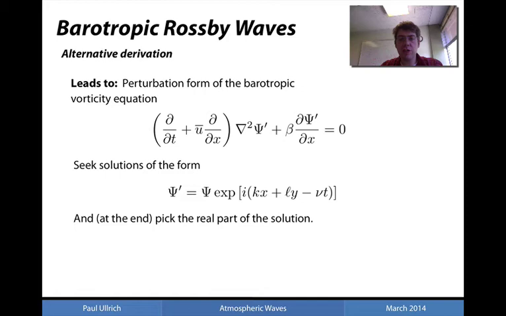So this leads to a perturbation form of the barotropic vorticity equation, which we derived previously. And in particular, you'll notice that this is now a closed form equation in terms of only a single dependent variable, psi prime. If we now seek solutions which are wave-like, that is given by some amplitude psi times exponential of i(kx + ly - nu t), at the end we'll pick the real part of the solution and hence obtain the phase speed associated with this wave propagation.